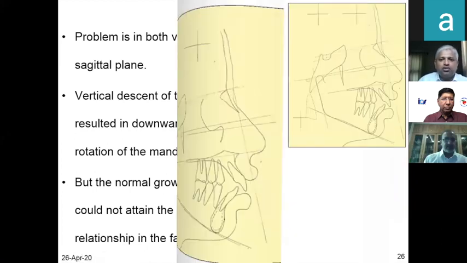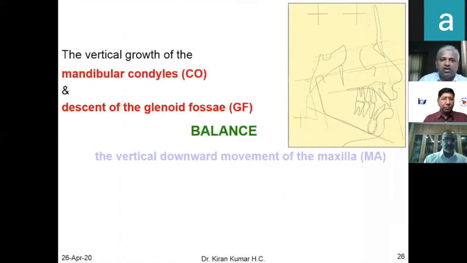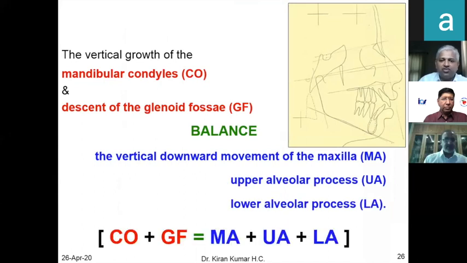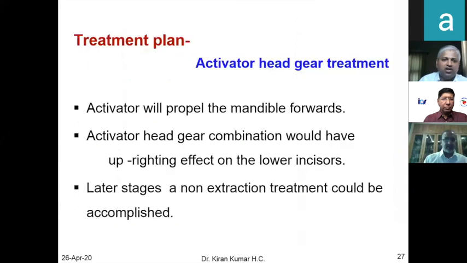So how to handle this? Now, the most important thing we have to know is the vertical growth of the mandibular condyles and descent of the glenoid fossa should have balanced the vertical downward movement of the maxilla, upper alveolar process and lower alveolar process, which didn't happen in this case. So the treatment plan is to go for an activator combination.